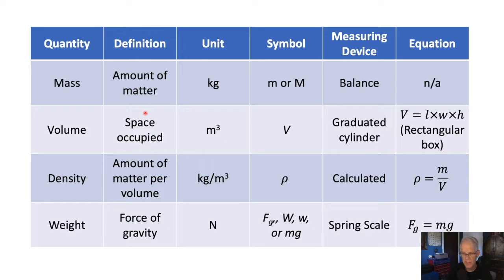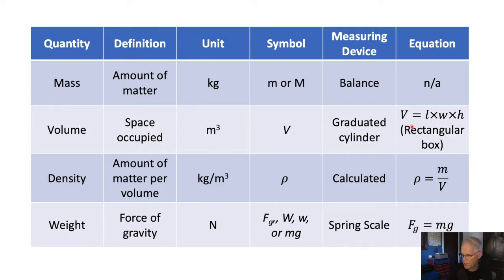Volume is the amount of space that an object occupies. The SI units will be meters cubed, or a meter times a meter times a meter. We'll use a capital V for that. We actually use that for a couple other things, like voltage, but we'll try to keep those from getting too mixed up. The measuring device that we'll use for volume will be mostly a graduated cylinder, even though we could use a ruler to measure length times width times height.